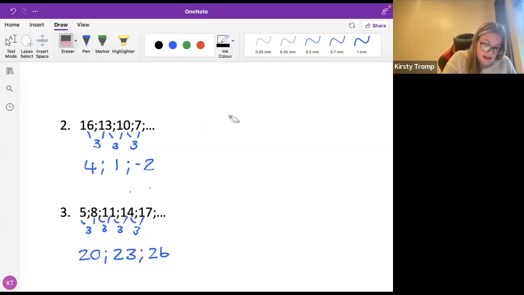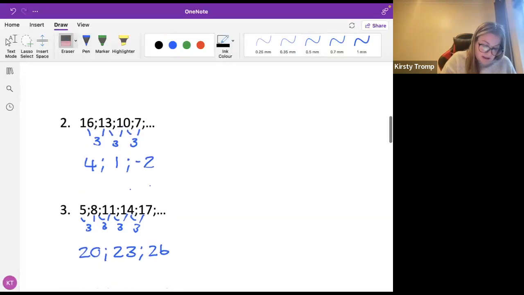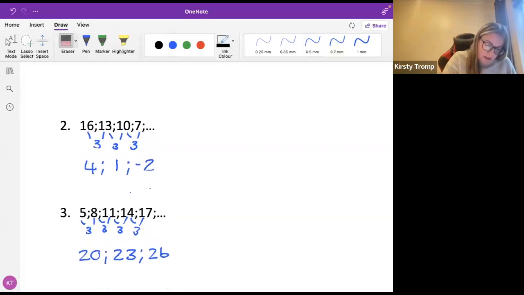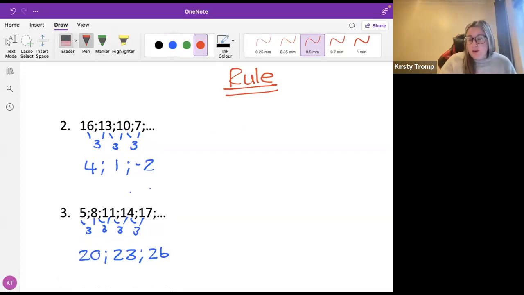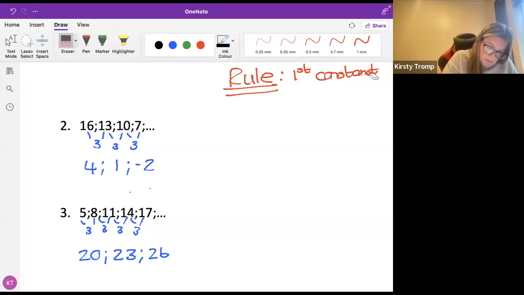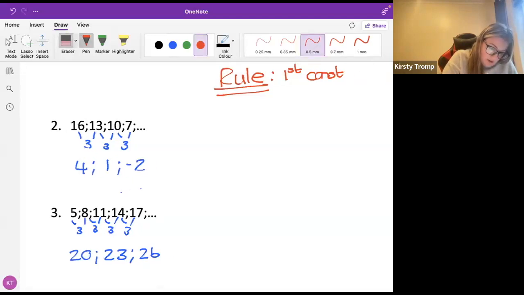Right. Let's take this up a level. So last week, Wednesday, we learned how to find the rule. When we learned how to find the rule, the first step was that we had to find what the constant difference was. So when we were looking for the rule, the first step, we looked for the constant difference.